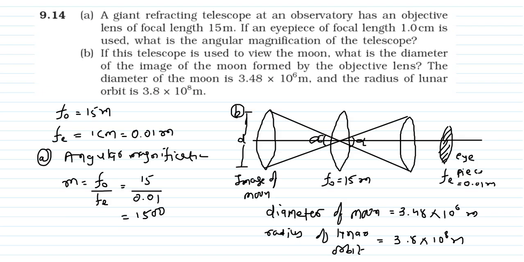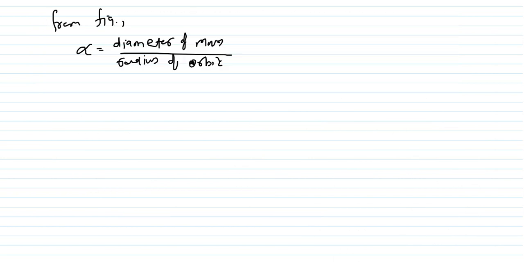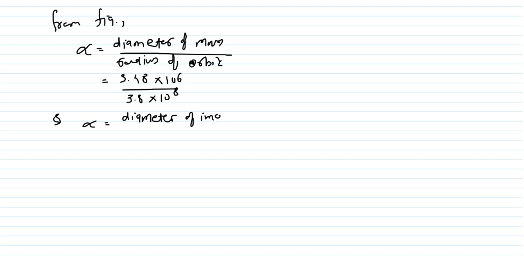Okay, that means here at the eyepiece there is this lens. That means here you can say it is the moon. So to find alpha, that is the diameter of the moon upon this radius, here we use the formula angle is equal to arc upon radius, that is equal to 3.48 into 10 raised to 6 upon 3.8 into 10 raised to 8, and alpha is equal to the diameter of the image upon FO.